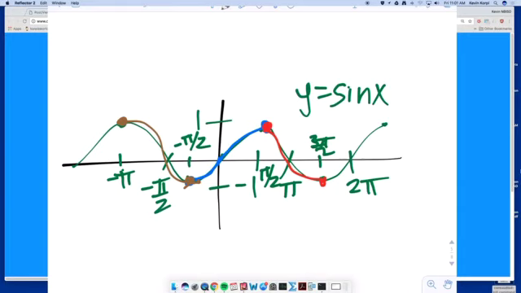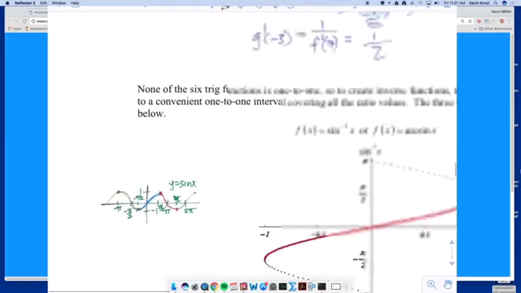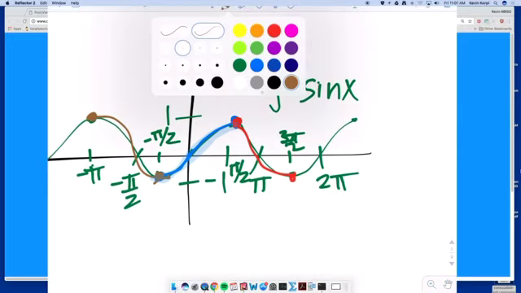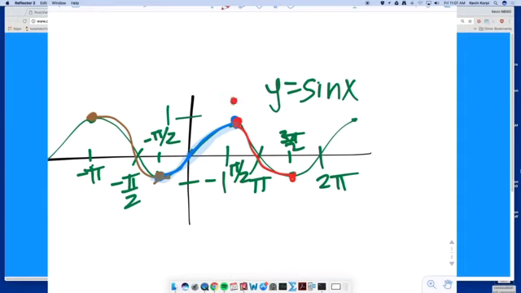So if we take this convenient 1-to-1 interval right here from -pi/2 to pi/2, and you reflect that and that alone across the line y equals x, guess what you get? You get the graph of inverse sine, which is going to look like this. Something like that. All right, and if you drew the line y equals x, it would be symmetrical across that.